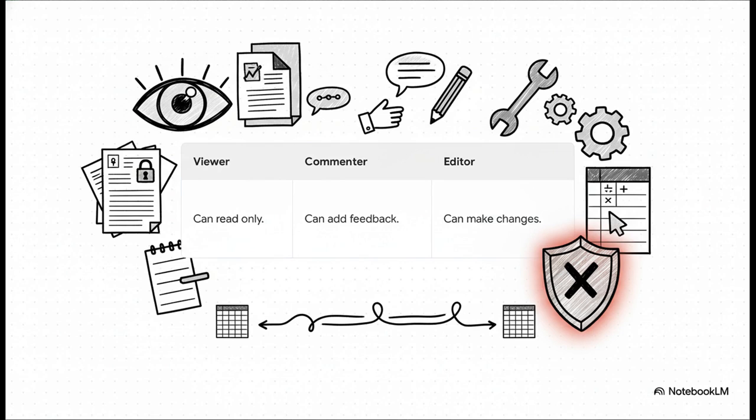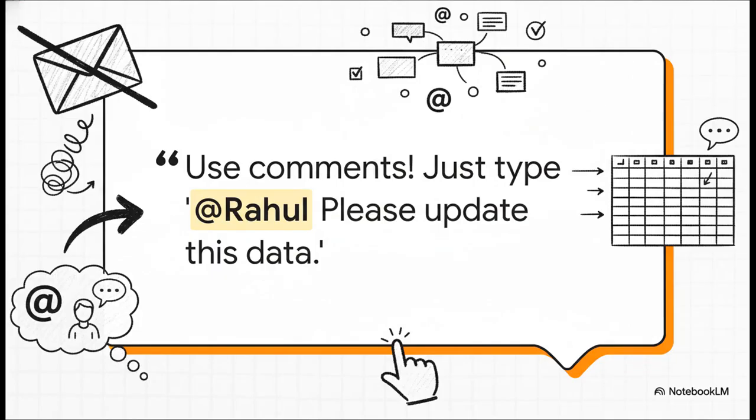Now here's a really important corporate rule. Be super careful with that editor access. Only give it to people who absolutely have to make changes to the data itself. And seriously, you can forget about those endless email chains. If you need someone to update something, you can talk to them right there inside the sheet. Just type the @ and their name, and you can assign them a task or ask a question. It keeps the whole conversation right there with the data it's about.